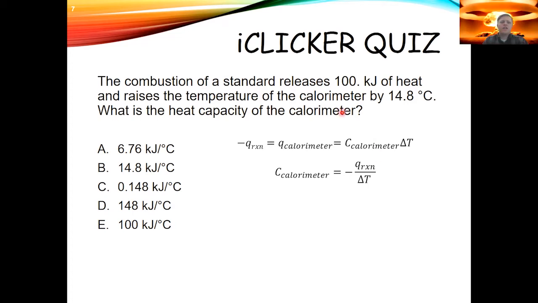So again, the combustion of this standard is releasing 100 kilojoules of energy. It's releasing it into my surroundings, meaning my system is losing 100 kilojoules. So my Q of my reaction is going to be negative 100 kilojoules. So I can just do 100 divided by 14.8. The negative signs will cancel out, and I'll get an answer of 6.76 kilojoules per degree Celsius.